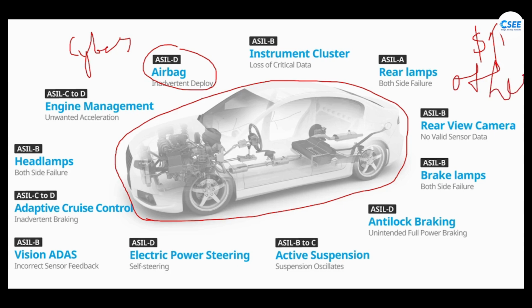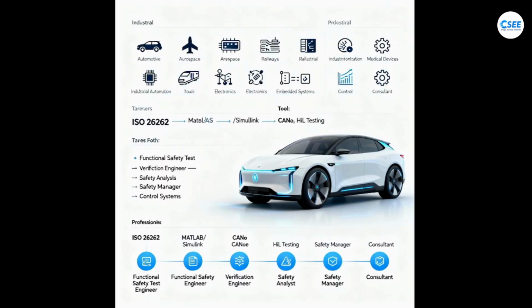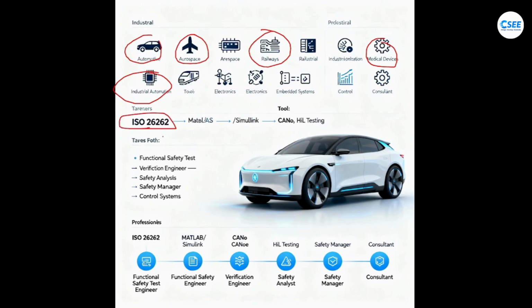Functional safety offers excellent career opportunities for engineers. There is a high demand for professionals in industries like automotive, aerospace, railways, industrial automation, and medical devices. To build a career here, you will need a strong foundation in electronics, embedded systems, and control systems, along with knowledge of standards such as ISO 26262. Hands-on experience with tools like MATLAB Simulink, CANoe, and HIL testing is also essential.